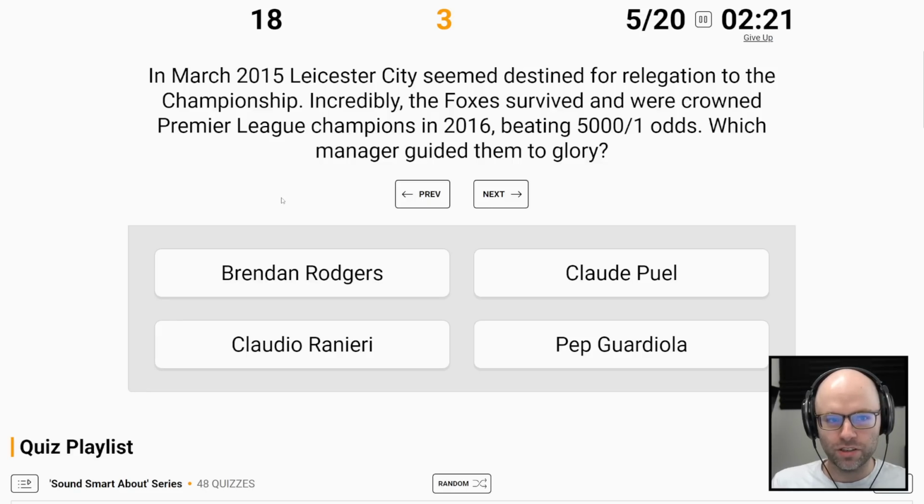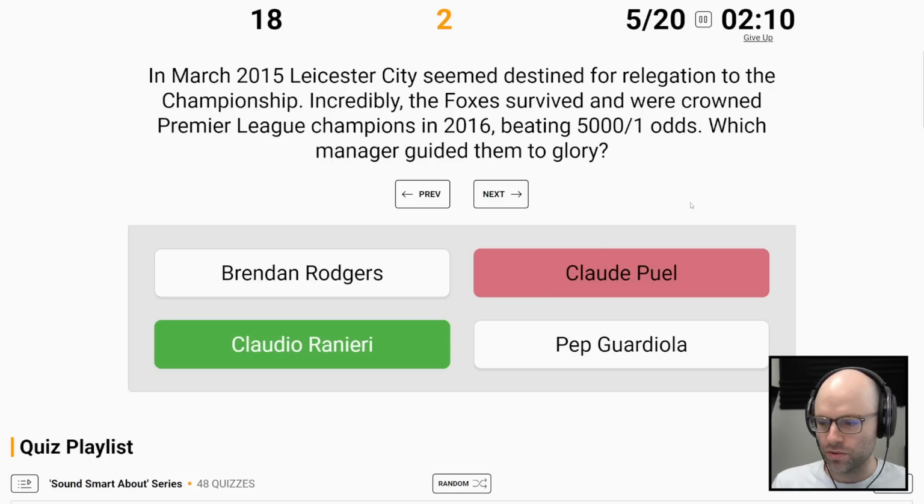Leicester City seemed destined for relegation, but they survived. And okay, so yes, they won the Premier League in 2015. Who guided them to glory? Puel. That was Claudio Ranieri.